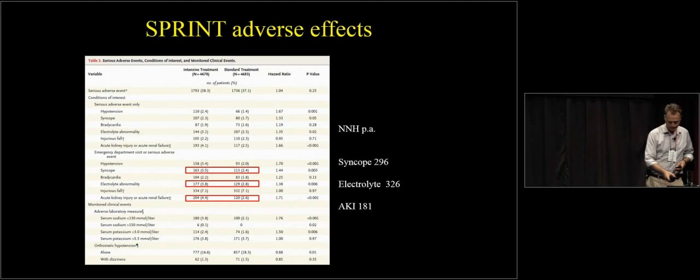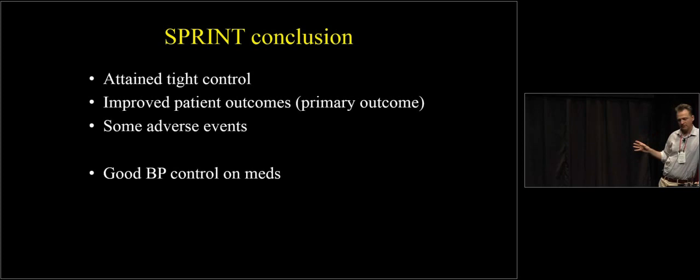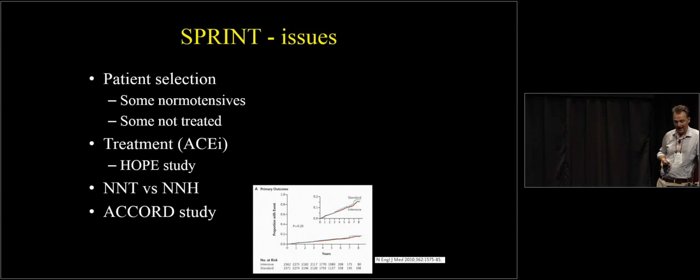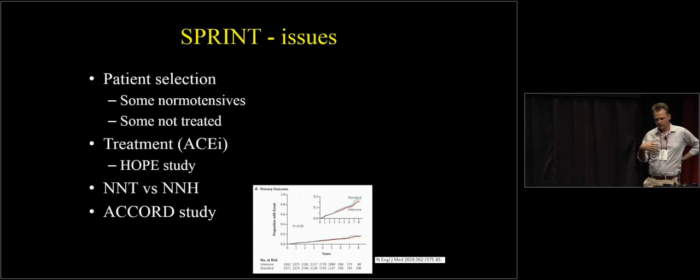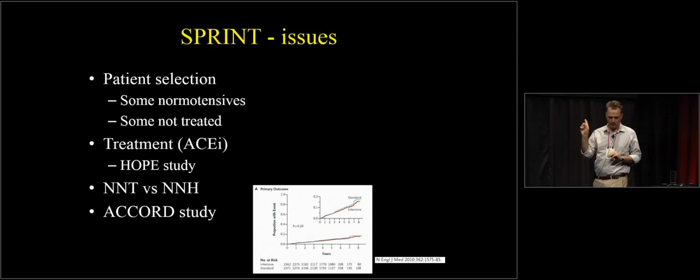So some of the conclusions of SPRINT is, yes, we attained tight blood pressure control on relatively few medications, so the medications do work. It did marginally reduce the primary outcome at the expense of an almost equal number of adverse events. But let's dig a little bit deeper, shall we? I'm just going to talk about the patient selection, and the fact that a lot of the patients that were recruited were normotensive, at high cardiovascular risk, but they were normotensive. There was a discrepancy on the ACE inhibitor usage. There was equipoise on numbers needed to treat and numbers needed to harm, which we'll see.